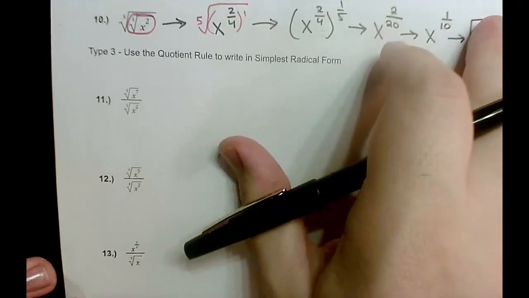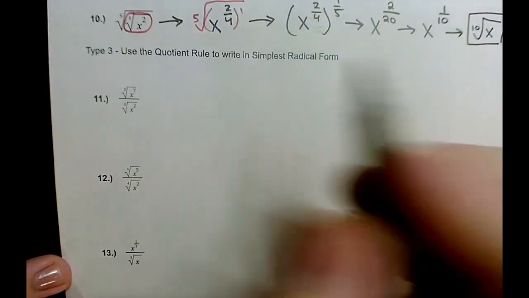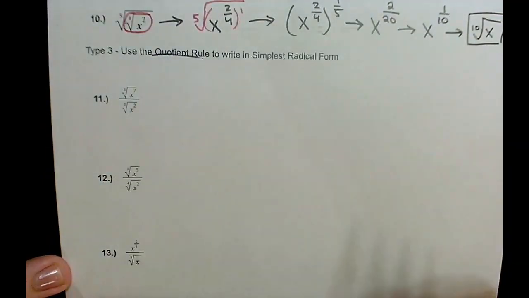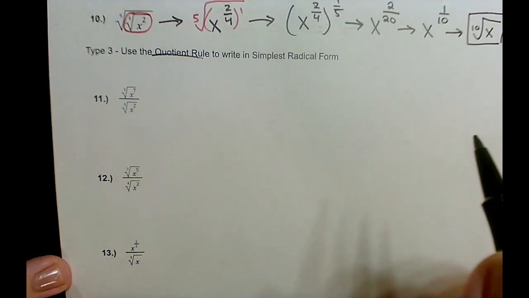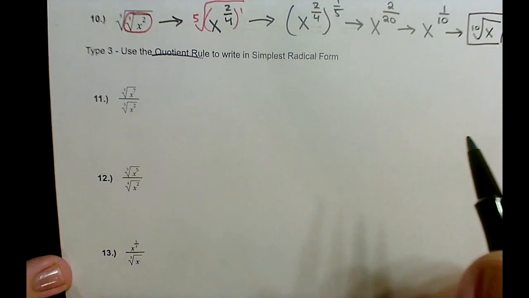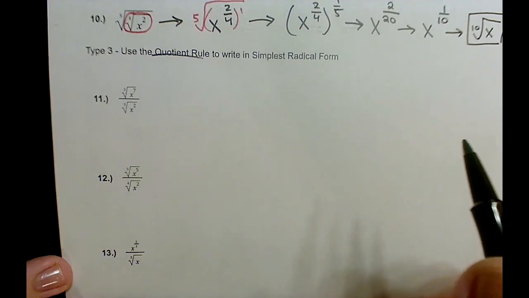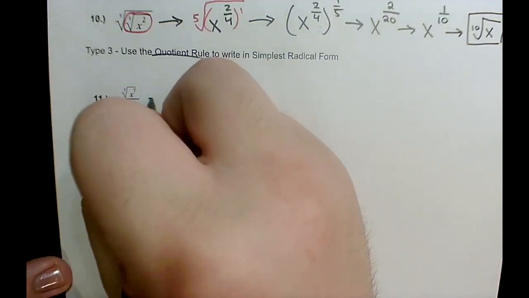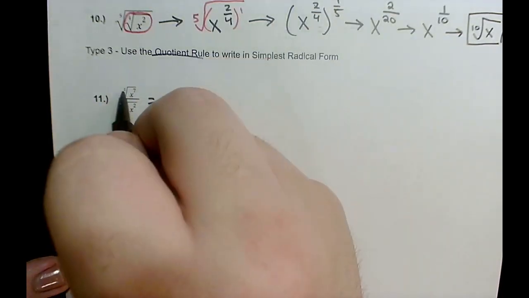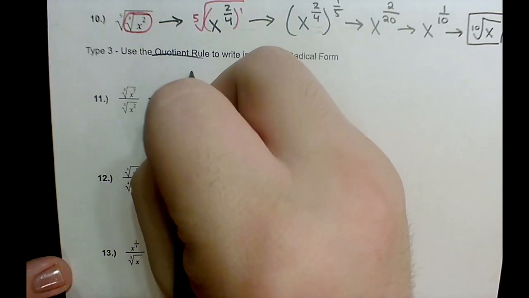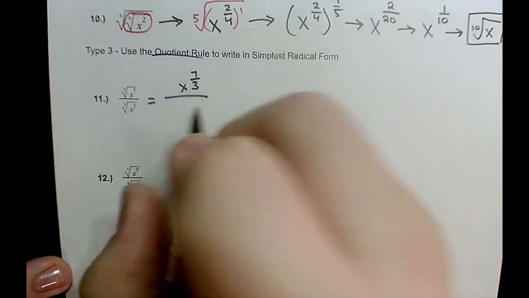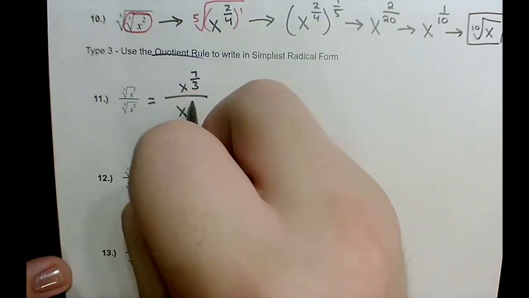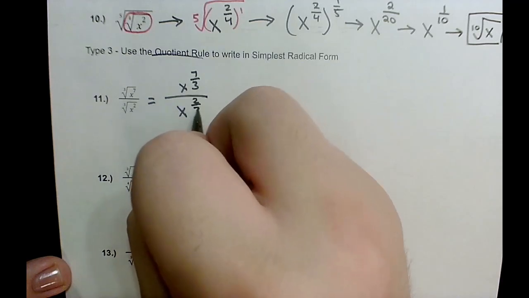Okay, for this last set, the quotient rule. I know I've got the quotient rule whenever I've got something divided by something else, and the quotient rule says subtract. Well, I'm going to need to rewrite these as rational exponents. So on top, the cube root of x to the 7th is x to the 7/3. On the bottom, the cube root of x squared is x to the 2/3.